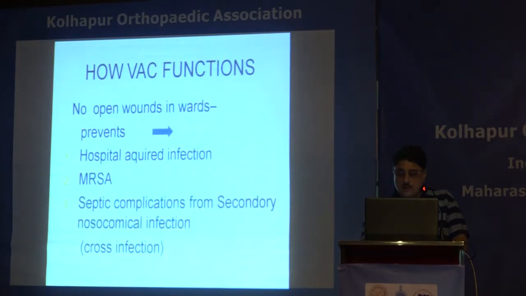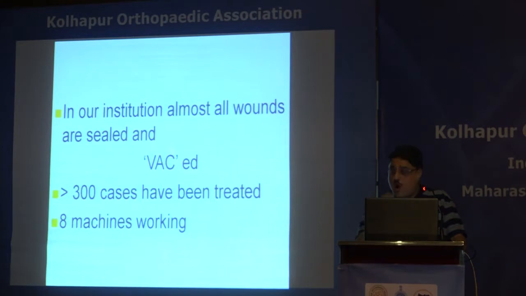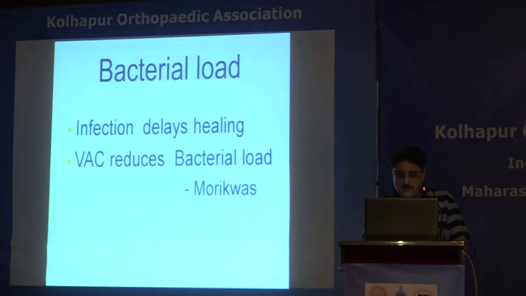So again, in our institute almost all injuries are vacced and sealed. More than 300, 400 cases now, with 8 machines working. Because we need to have more machines, you just can't manage with one machine. One machine is not sufficient for more than one person. If you have 5, 6 patients, they will have to wait for their turn, and that will give lots of problems. So you need to invest in good machines that will in turn give you better results.